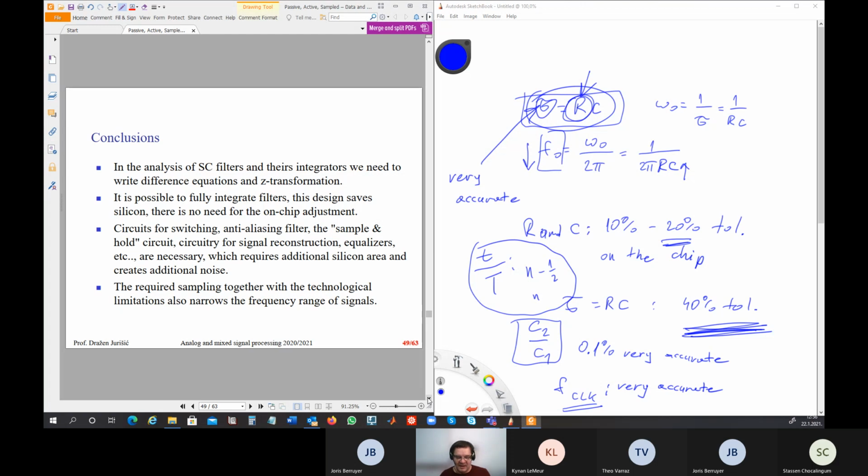So this all comes before our switch capacitor filter. After the switch capacitor filter, you need circuitry for signal reconstruction. This will be a simple low-pass filter. But if you use sample and hold, then you will need some equalizer, and so on. This all requires additional silicon area and creates additional noise. This required sampling, together with technological limitations, narrows the frequency range of signals. So these switch capacitor filters are not used everywhere. They are used in, let's say, low frequency applications, and although they have many advantages, it's quite complicated. So it's not so simple to use them.